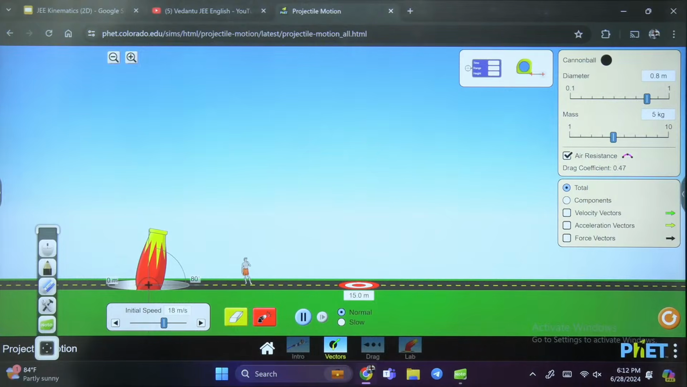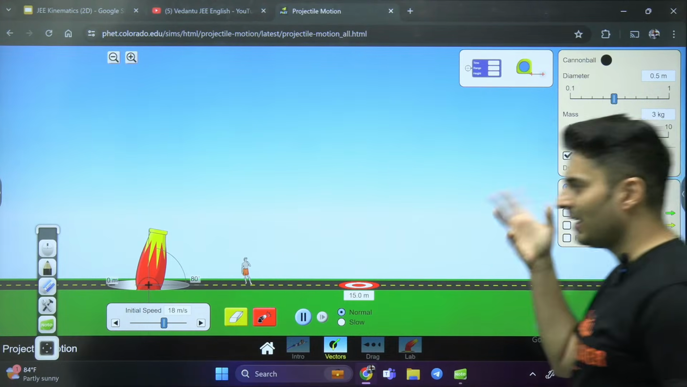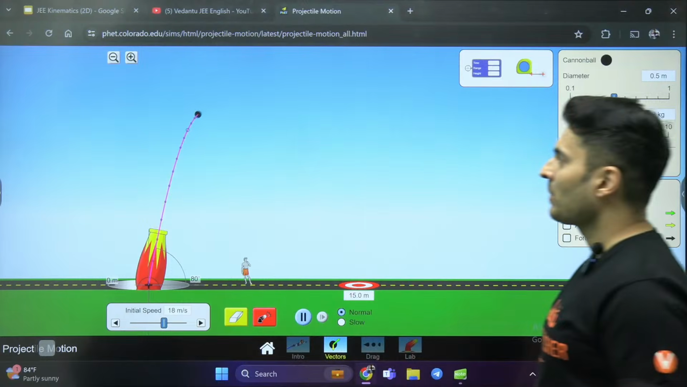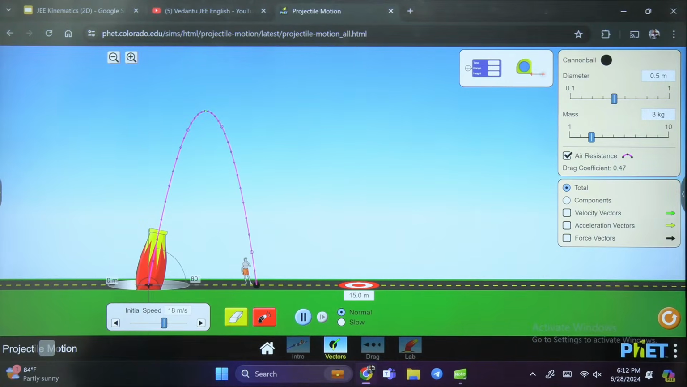All the parameters can be changed, like the mass, the diameter of the ball which is being thrown, air resistance and all that. But remember, air resistance is something which we neglect. So just to show you how things work, let me just fire this. You can see this ball goes and, oops, just missed that guy. So this was with air resistance.